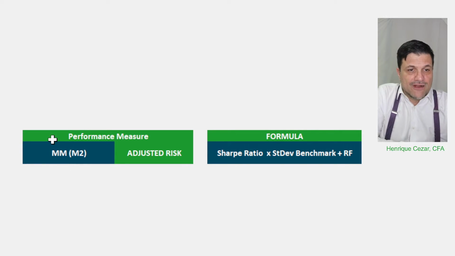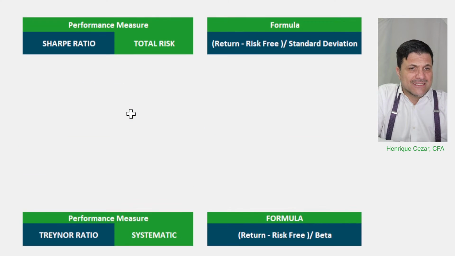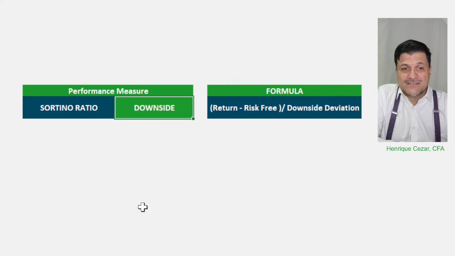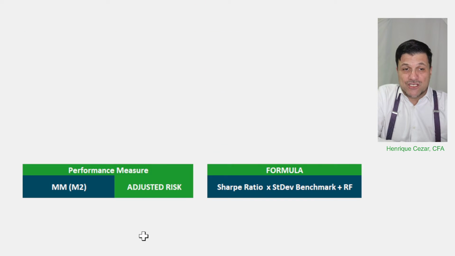Modigliani. Franco Modigliani and Leah Modigliani, grandfather and granddaughter, created that risk-adjusted performance measure. It's also a good risk performance measurement because it uses adjusted risk. So pay attention: adjusted risk is preferable to any kind of risk, like total risk or systematic risk, or downside risk. We're replacing those now with some kind of adjusted risk measurement. So we're adjusting the risk.